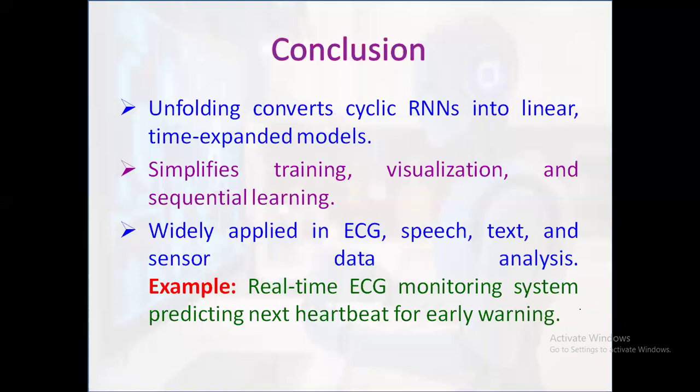Coming to the conclusion, unfolding converts the cyclic RNN into a linear time-expanded model. Transformation of cyclic to linear structure: unfolding converts a cyclic RNN into a linear time-expanded structure, and it simplifies training and visualization. This transformation enables effective training, clearer understanding, and wide applicability. Unfolded RNNs are widely used in ECG, speech, text, and sensor data analysis.